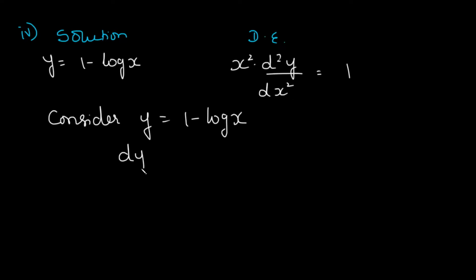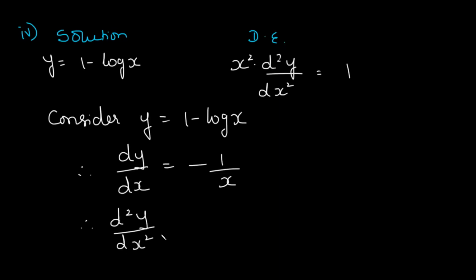So dy by dx is equal to 1 becomes 0 because the differentiation of a constant is 0, you know that, and minus log x, the differentiation of it is 1 upon x. So dy by dx is minus 1 upon x. Then we can go on to find out what is d2y by dx2, the second order derivative. Now minus 1 upon x can be written as minus x raised to minus 1. The x can be brought to the numerator and written this way.